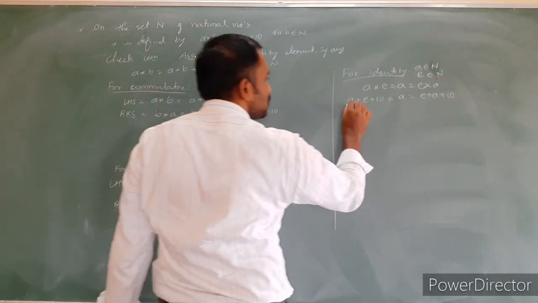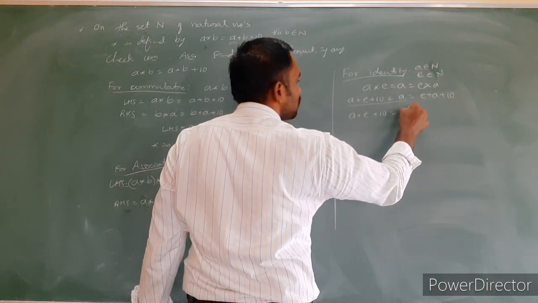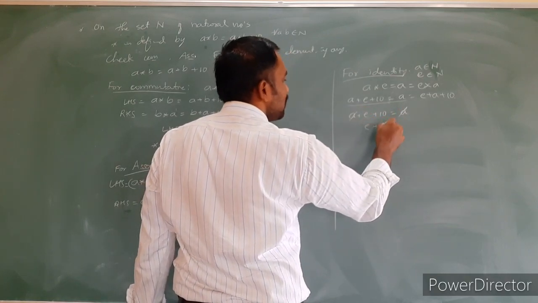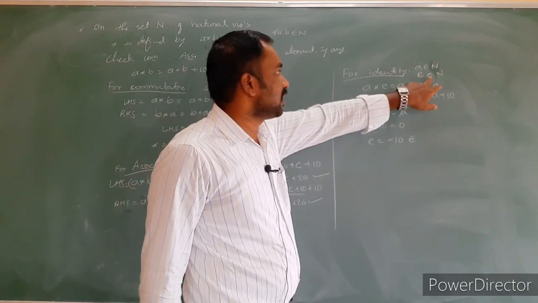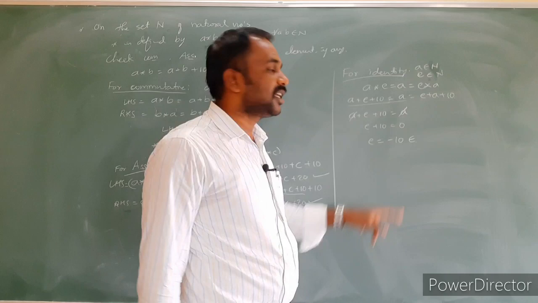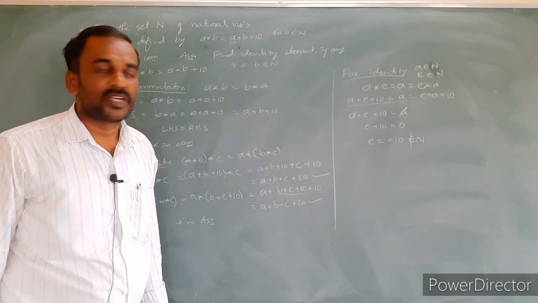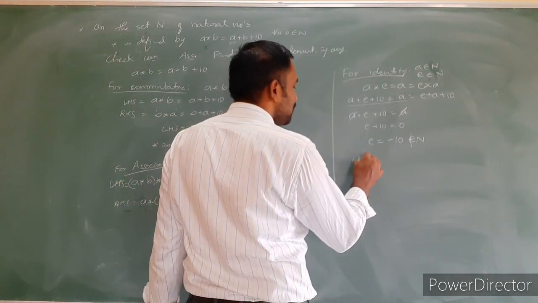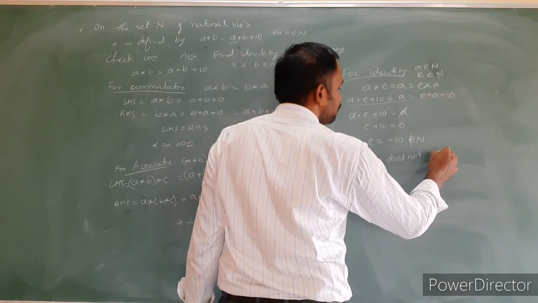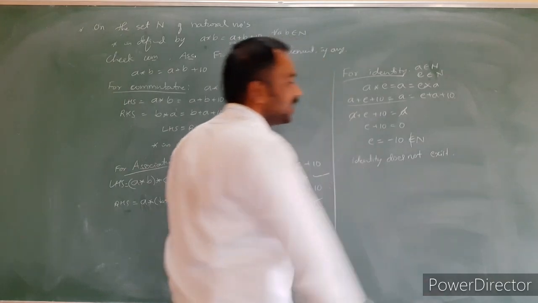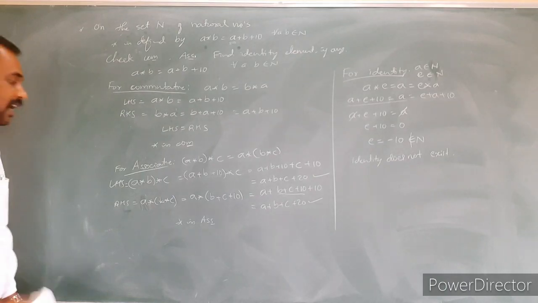Commutative law is satisfied, so it is sufficient to solve the first value. What can we write? A plus E plus 10 is equal to A. Here A gets cancelled. E plus 10 is equal to 0. E is equal to minus 10. As we earlier considered that E must be a natural number, but we are getting E as minus 10. Is it a natural number or not? It is not a natural number. It is not a natural number means identity element exists or does not exist? Identity element does not exist. That's all. This is how we have to find the identity element.